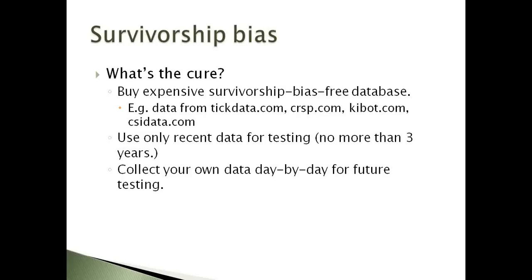Now, if you don't want to pay extra for good data, you can restrict yourself to only recent years, for example no more than 3 years of backtesting. That way, survivorship bias does not affect the performance that much, because obviously the longer the data set, the more severe the survivorship bias, because more stocks have the chance of disappearing in a 10-year data set. But in a 3-year data set, not that many stocks will disappear in that short period of time. And then finally, you can collect your own data day by day for future testing. If you capture all the data every day and take a snapshot of it, you will have a survivorship-bias-free database as you go along. So after 1 year, you would have a historically accurate data set for yourself to backtest.